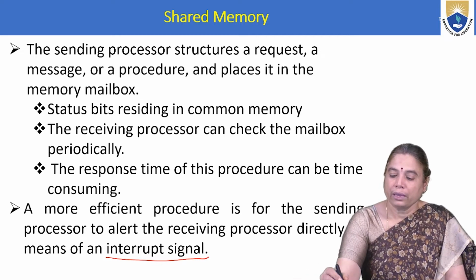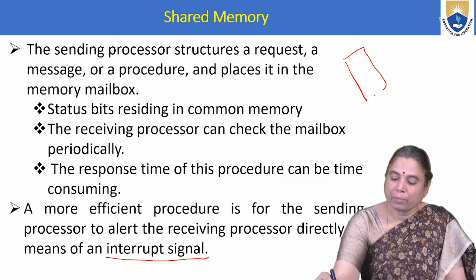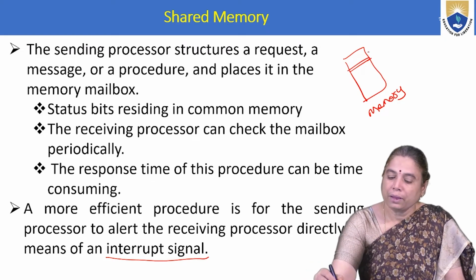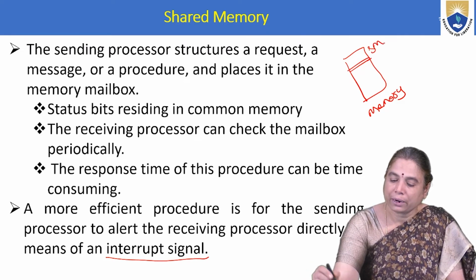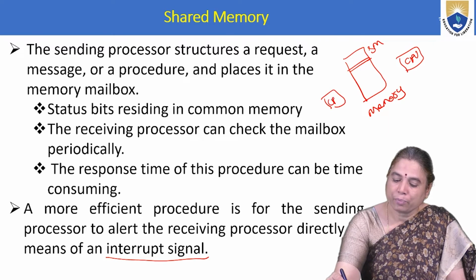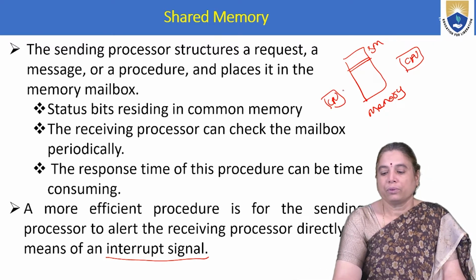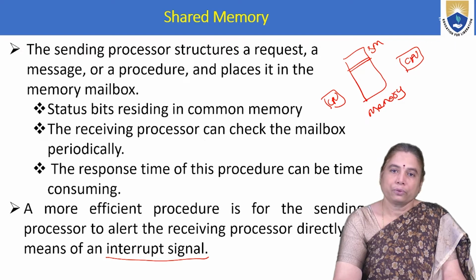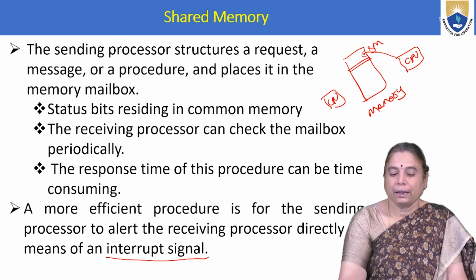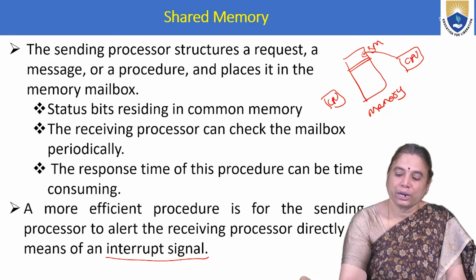So, here, if this is the memory unit of the processor, some portion of the memory can be used as the shared memory. And this is one CPU and this is another CPU. These two CPUs must communicate with each other. So, here the CPU can make a message and store the data or message procedure in the shared memory.